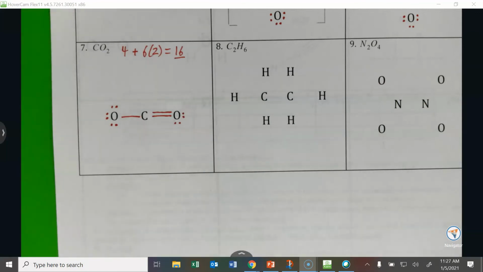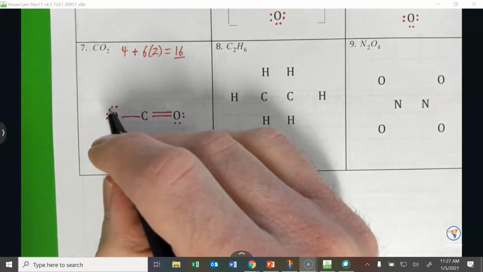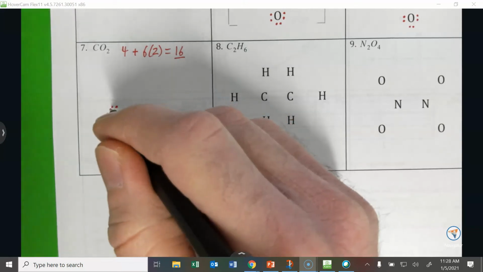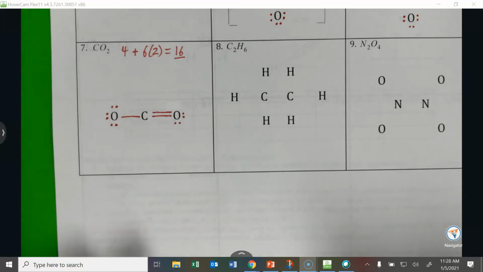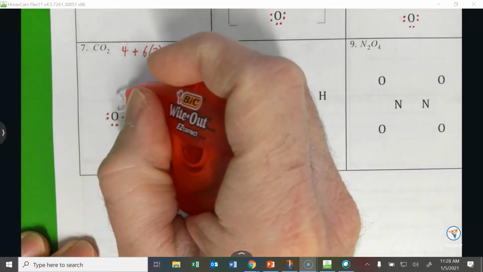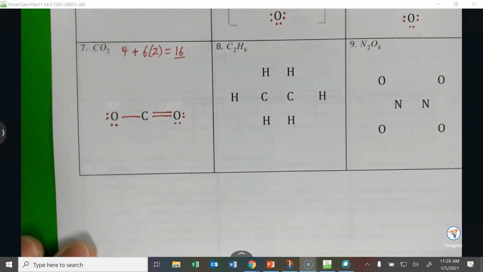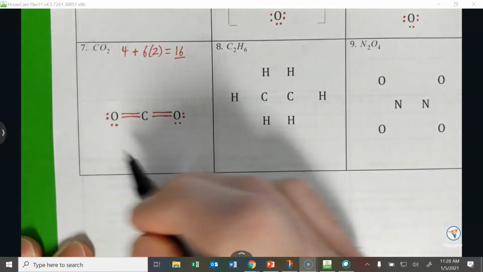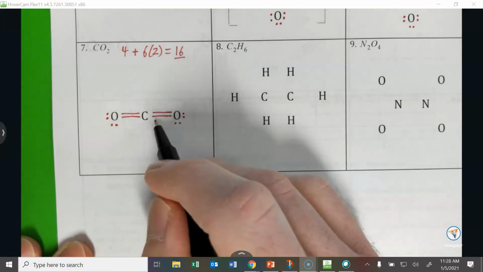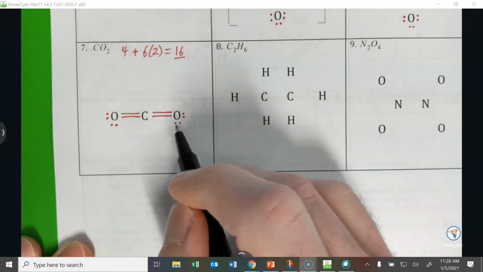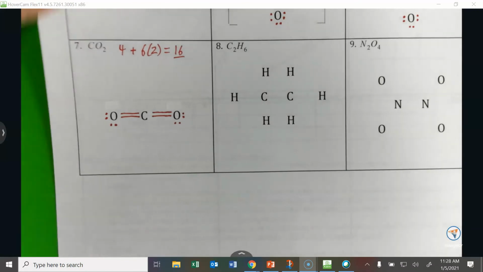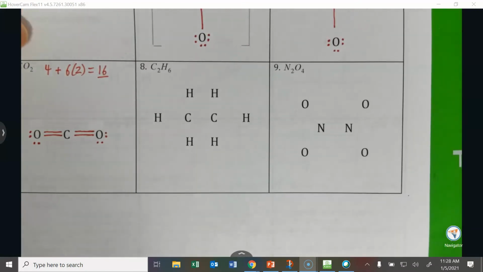So I'm going to go to the other side of carbon. I see that this oxygen has a full octet. I could borrow a couple of its electrons. Let's do that. Not borrow, share a couple of its electrons. 2, 4, 6, 8 for oxygen, and 2, 4, 6, 8 for carbon, 2, 4, 6, 8 for the other oxygen. This is what it needs to look like. That's a complete octet.